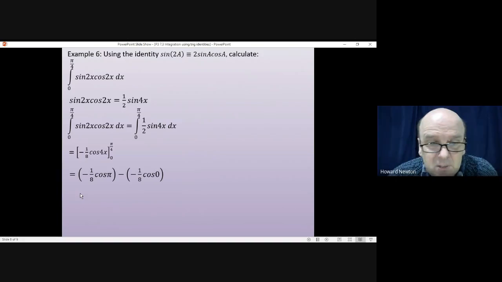Putting in the limits would give us that. Cos pi is the same as cos 180 degrees, which is minus 1. So that gives us plus 1/8 here. And cos of 0 is plus 1, so that gives us another plus 1/8, which gives us 1/4 in total.